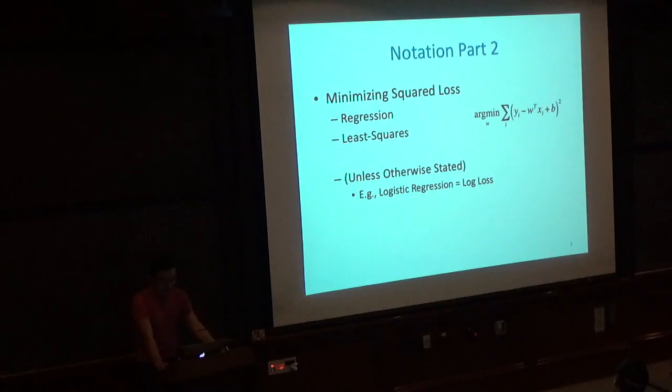Okay, so another simplifying assumption in terms of the notation is that when we talk about the term regression, I typically mean minimizing L2 squared error. So least squares regression. When we're minimizing some other loss function, we typically use an extra adjective. So for example, logistic regression is minimizing log loss. But if I just say regression, it means minimizing squared loss by default.